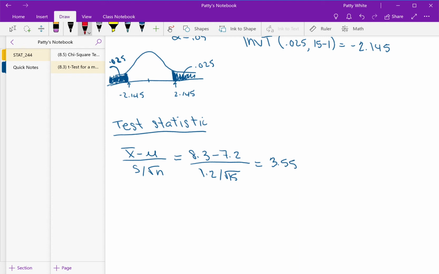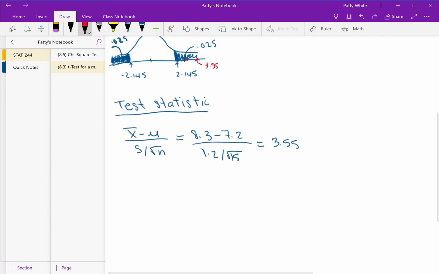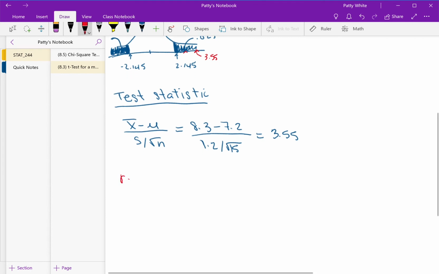So now what we need to do is say, does this test statistic fall in the do not rejection region or either one of the rejection regions? 3.55 on a number line would be somewhere about, maybe way over here actually, 3.55. That's definitely in the shaded region, which is our rejection region. So that tells us that we can make a decision. Our decision is that we are going to reject H naught.